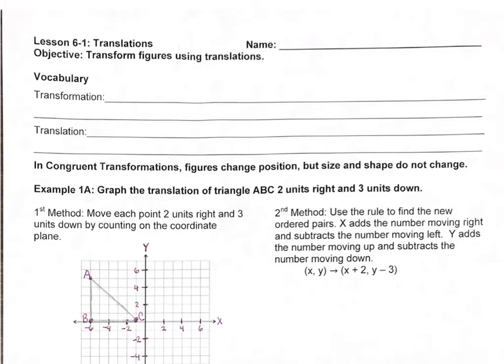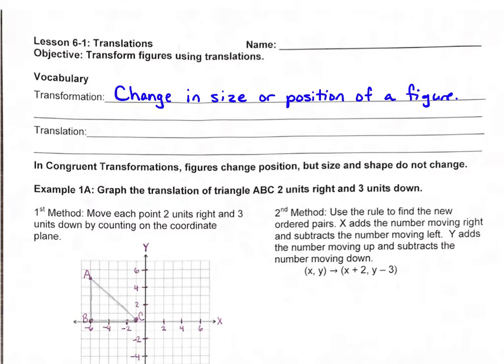Okay, this is lesson 6.1, translations. And we're learning to transform figures using a translation. We've already learned about dilations, which transform figures by changing the size but not the shape of a figure. A transformation is just a change in the size or position of a figure. We've also said that it changes the size but not the shape of a figure.